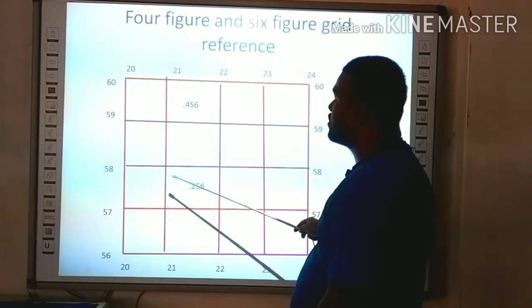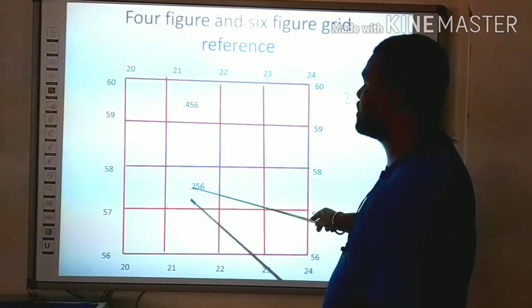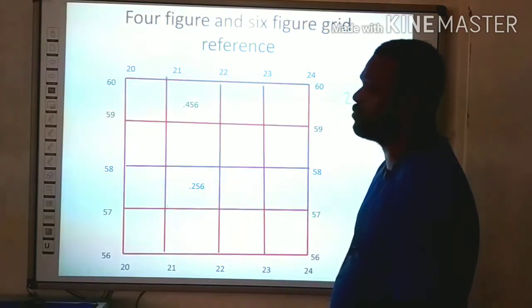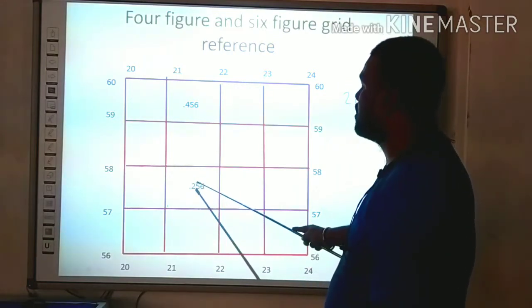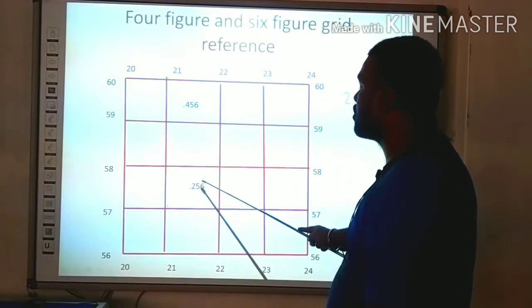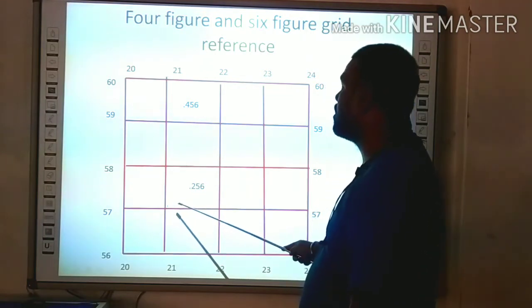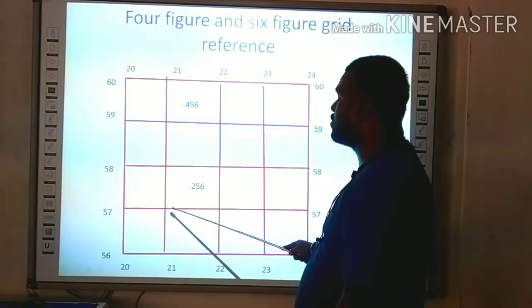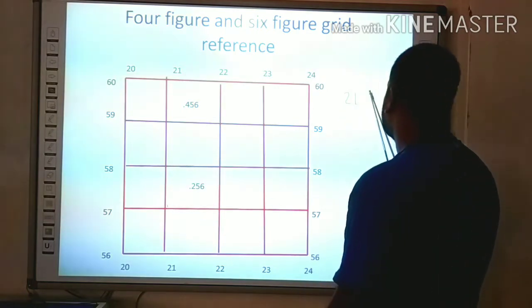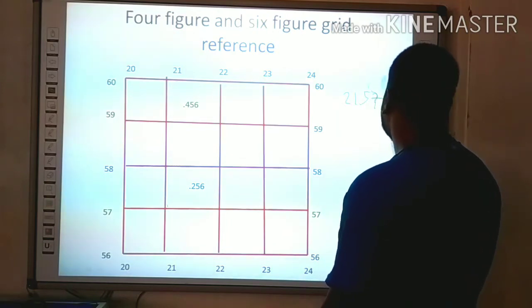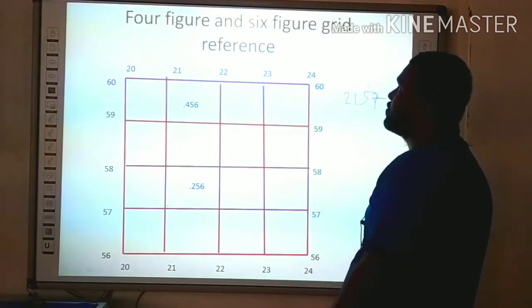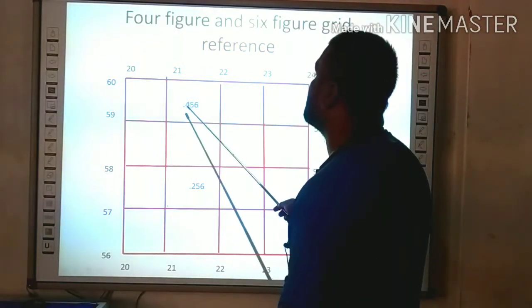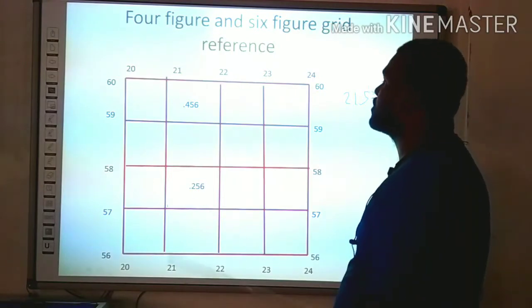Now same in case of northing. For spot height 256, there are two northings, one at the top, one at the below. Now which one you will take? You will take the northing which is below the point for which you are asked to find the 4-figure grid reference. So your northing will be 57. So your 4-figure grid reference for spot height 256 is 2157.